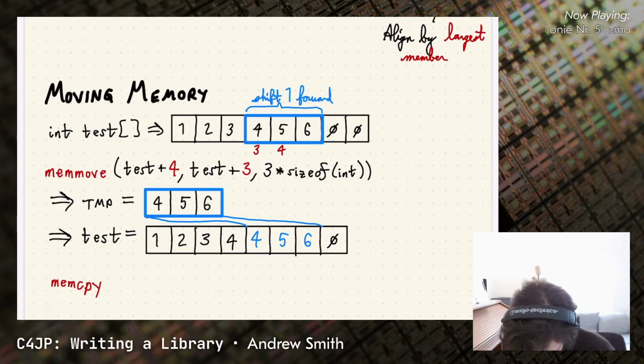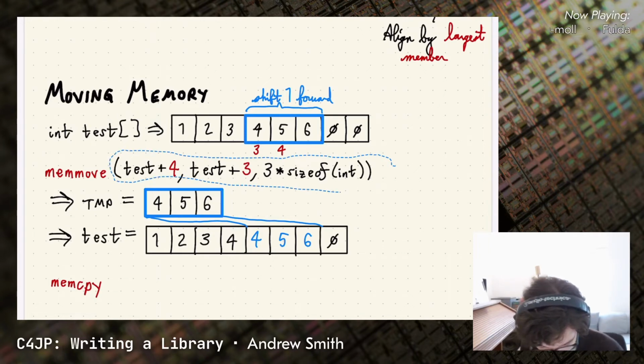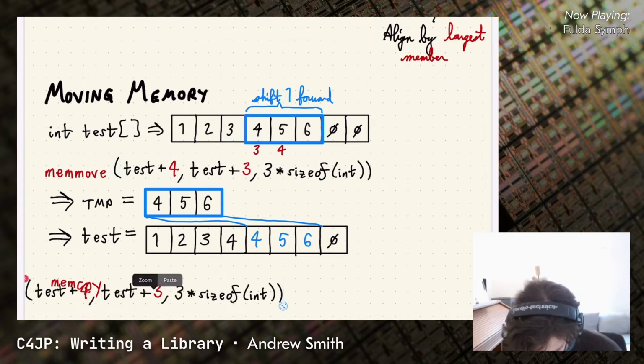memcpy. And memcpy takes the exact same arguments as memmove, which makes the functions look even more similar. Let's go ahead and copy that, paste that down here. Great.